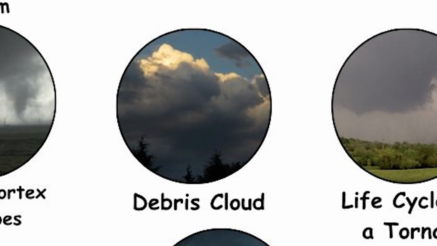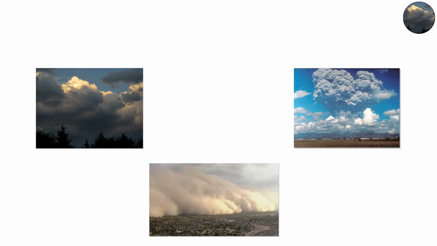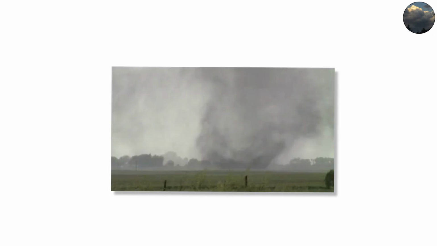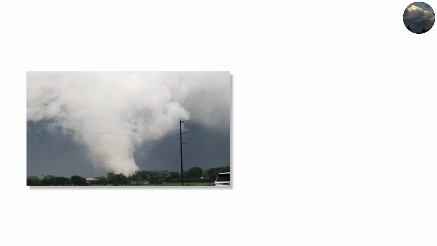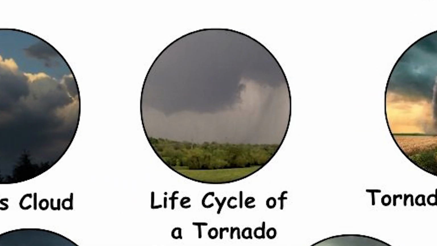Part 8. The debris cloud. Below the main funnel lies the debris cloud, a swirling mass of dirt, dust, and shredded material picked up from the ground. It's what makes the base of a tornado look darker and wider. The debris cloud is chaotic and constantly changing, with objects colliding, bouncing, and grinding together at terrifying speeds. In a sense, the tornado feeds on this debris, continuing to gain strength as it pulls more material into its circulation.